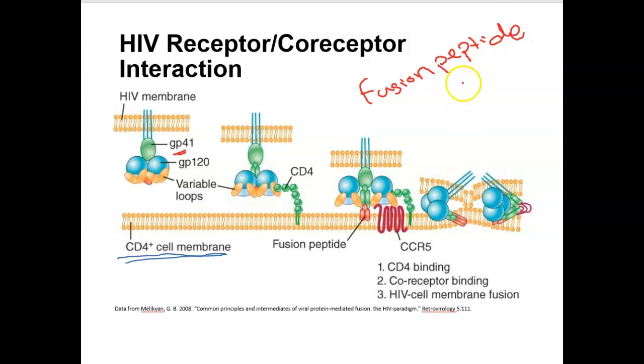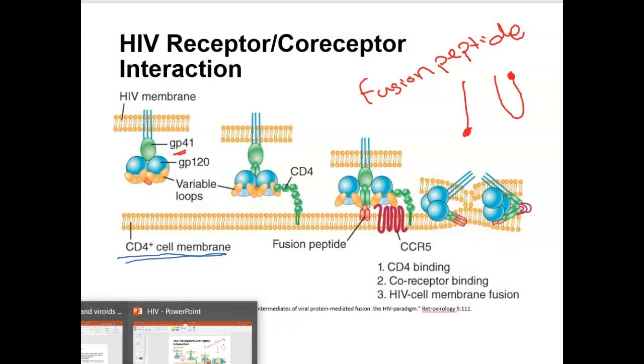So GP41 has a fusion peptide at the end. This gets inserted into the plasma membrane of the cell, and then it folds back upon itself. And this allows the fusion of the viral envelope with the plasma membrane of the cell. And I'm going to show you a short animation of this here in just a second.